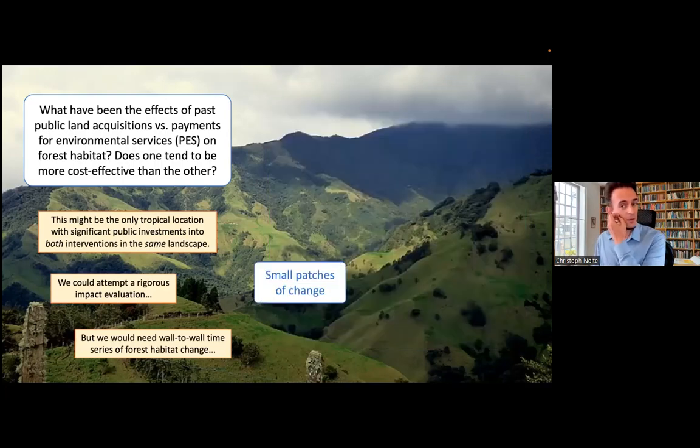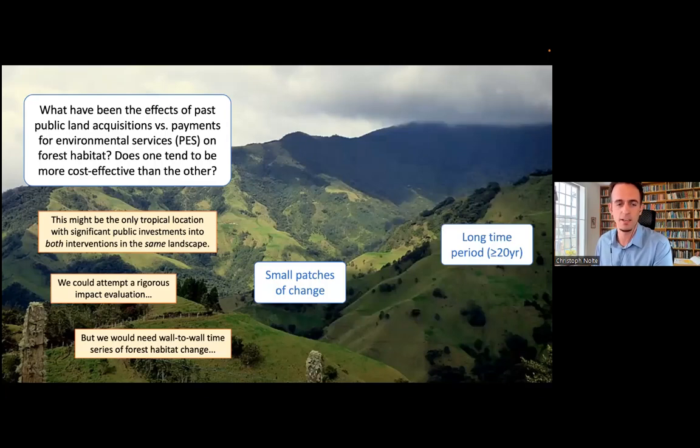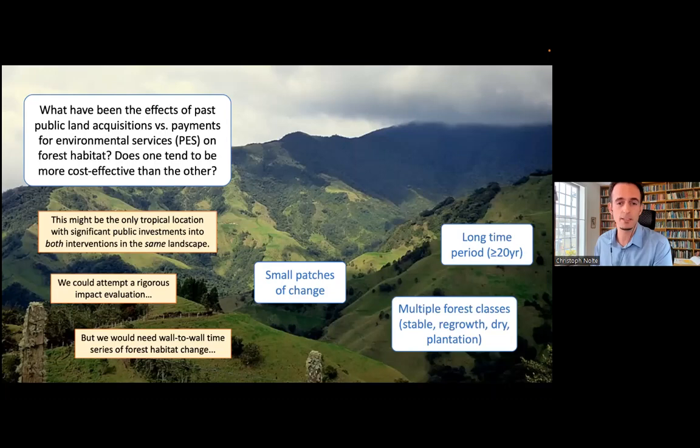So there are a few characteristics of the remote sensing problem that are worth mentioning. One is that the patches of change in the Andes are usually small. This is not this massive large-scale Amazon deforestation or palm oil conversion in Indonesia. We're talking about small patches that are, however, relevant. We're looking at a long time period, and we would like to be able to track change in multiple classes, because forests have different value to species, whether they're stable, regrown, whether it's a dry forest ecosystem, whether it's a plantation.